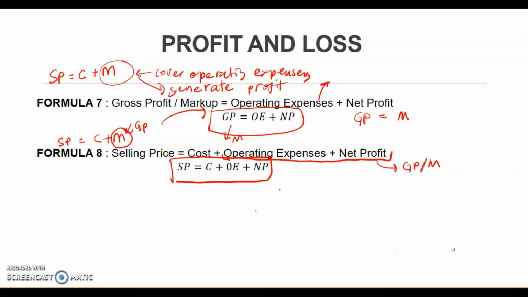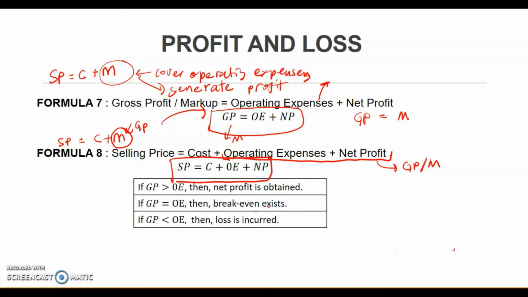We have 3 cases for net profit. Okay, so kalau you buat business, you akan dapat either untung ataupun rugi. So that is the net profit. Your net profit can be positive, can be negative. If your net profit value is negative, that means your company will incur loss.